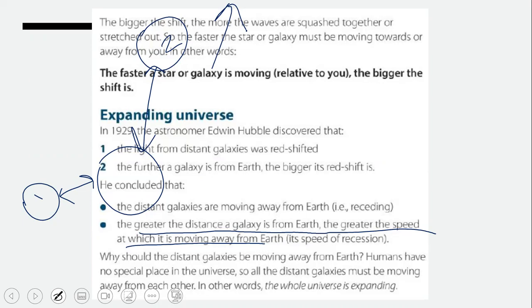Our universe is expanding, which means galaxies are moving away from us. And secondly, the greater the distance, the further away a galaxy is from us, the speed of moving away will also be greater. Is that making sense?